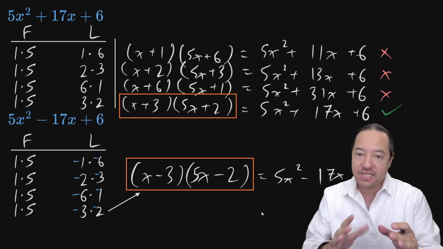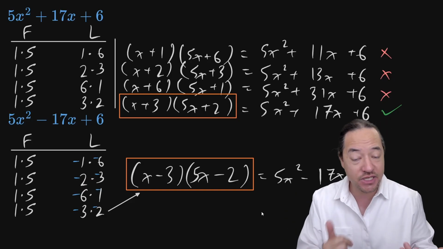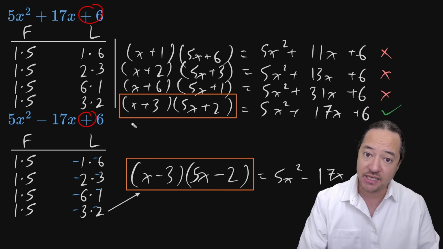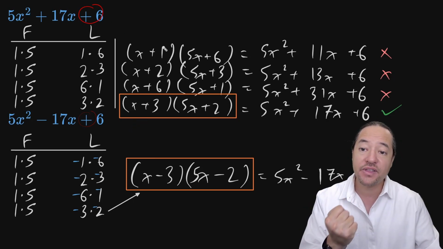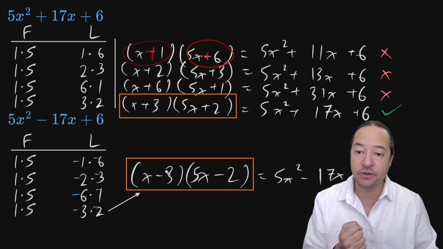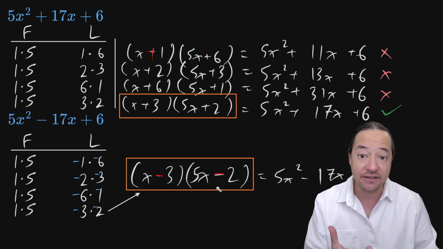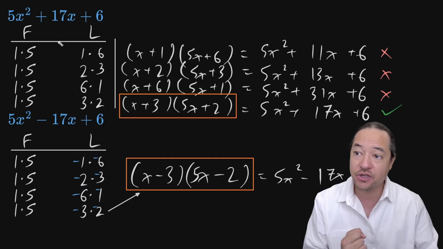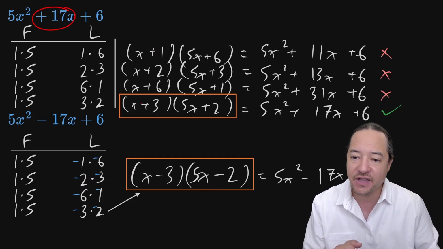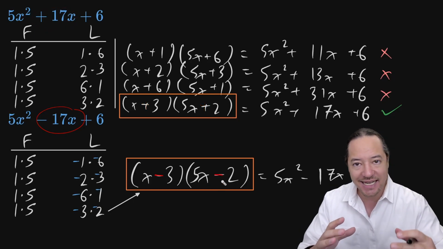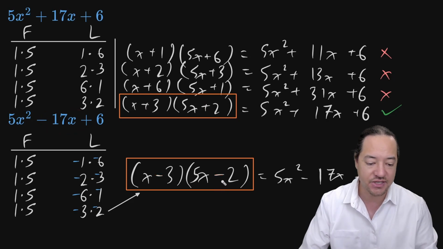So just like when we were doing the special case where a was equal to 1, whenever you have a positive value for c, you know that both of the factors here are going to have the same sign. They're either both going to be positive or they're both going to be negative. And what determines the sign of these terms is going to be the sign of b. If b is positive, then both of these terms are going to be positive. And if b is negative, then both of these terms are going to be negative. Okay, so that's the idea here of how we can solve problems like this. Let's look at some more.